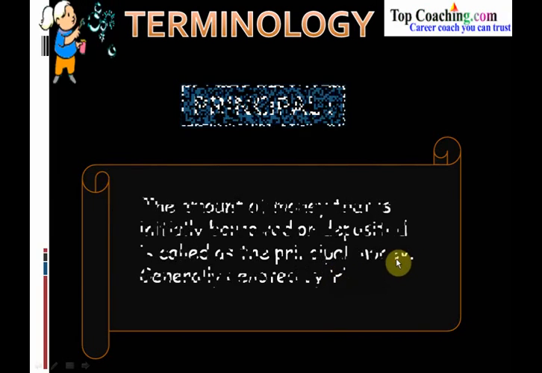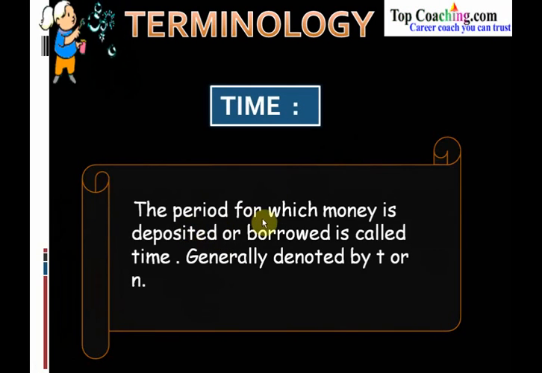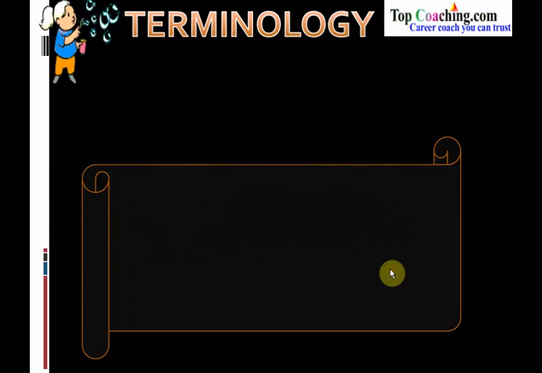Then comes time. What is time? The period for which money is deposited or borrowed is called time, generally denoted by T or N. So whenever we borrow some money, we of course borrow it for some time, and this time period for which the money is borrowed or it is deposited with the bank is known as the time. It is generally denoted by T or N.